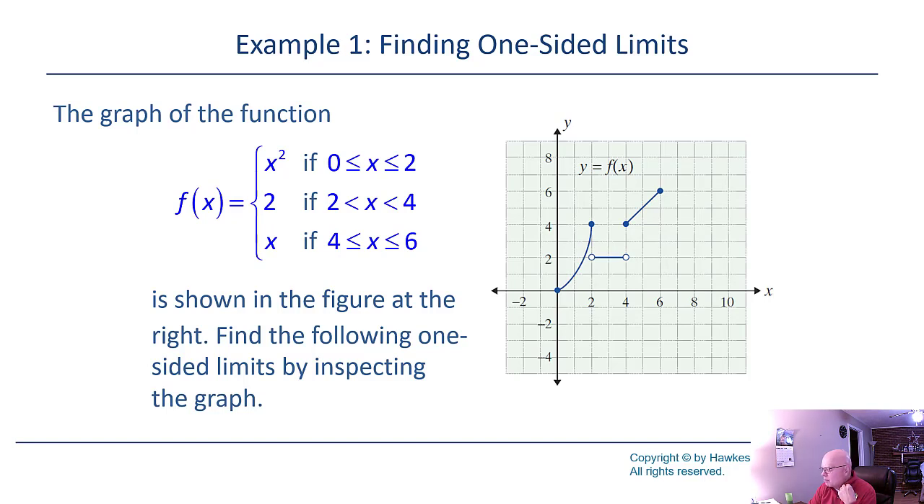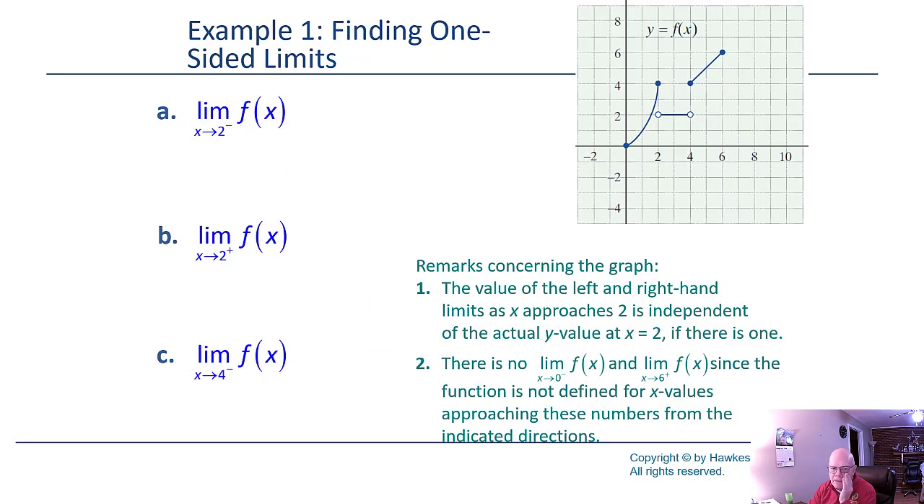Hey, don't sneak a look back there, you know it's a parabola from that. On this section right here, you've got a constant function. And up here we've got a linear function. So it says, find the following one-sided limits by inspecting the graph. So let's see what it's asking for, and we'll put the picture above here.